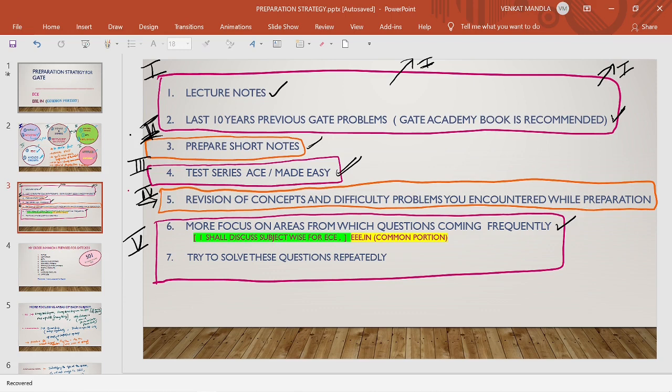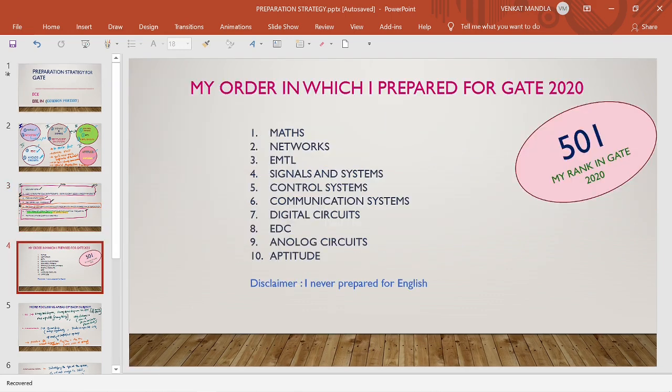After the fifth, next is the sixth: more focus on areas from which the questions are coming. You solve these questions repeatedly. So this is my preparation strategy, and it depends on you. You don't need to follow my preferences or my order only. You also have your own strategy.